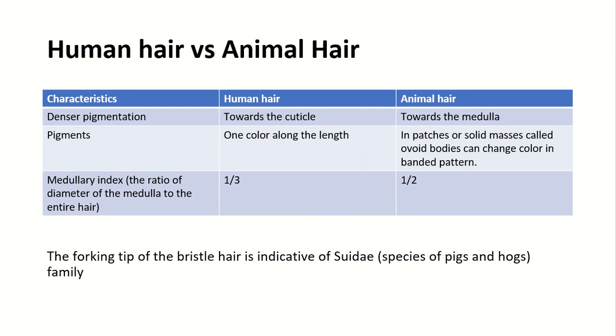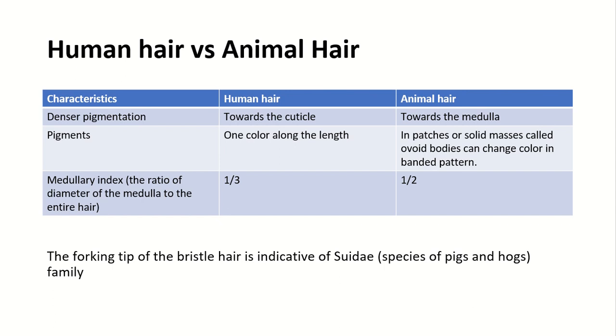Human hair versus animal hair. In human hair, pigmentation is denser towards the cuticle. In animal hair, the denser pigmentation is towards the medulla. Pigments: in human hair, one color along the length. In animal hair, there are ovoid bodies. The color is present in patches or solid masses. A banded pattern of color is observed.